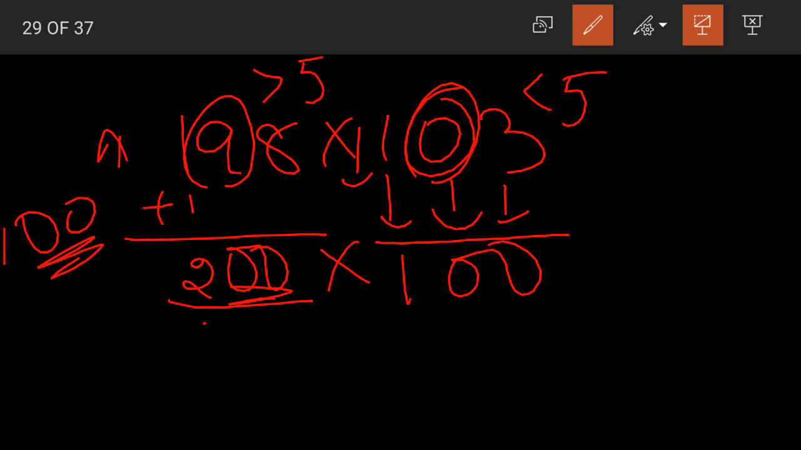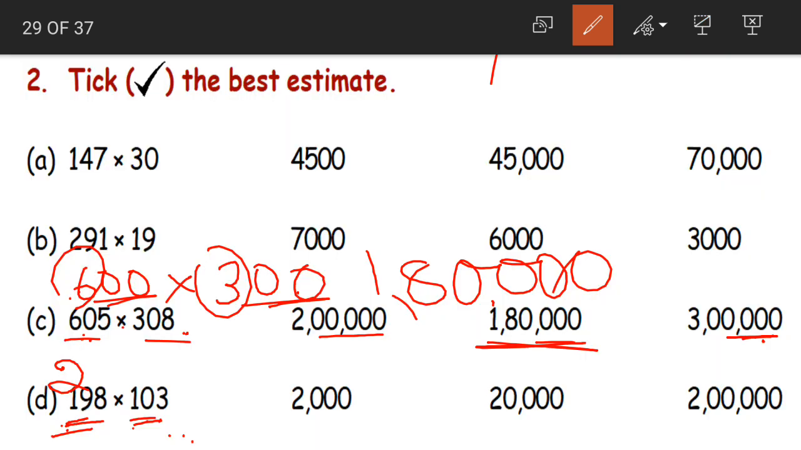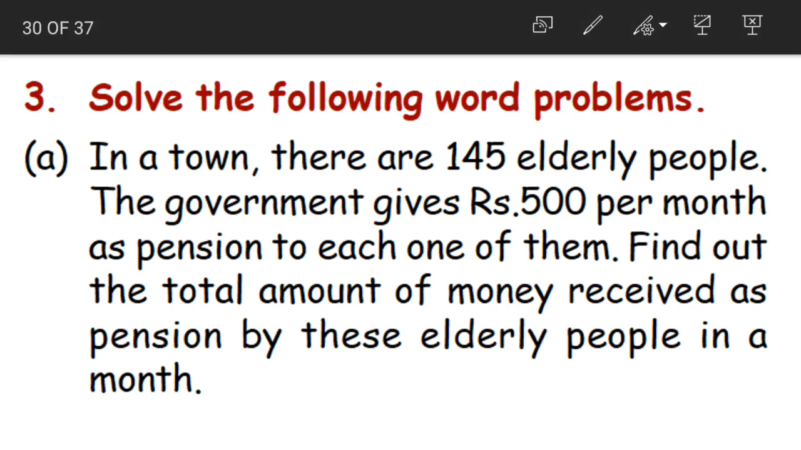Now what is 200 into 100? Again, as I said, we are having 4 zeros, so 4 zeros in the answer. 2 ones are 2. 20,000 becomes our answer. Do we have 20,000? Yes. So B becomes our correct answer again. 20,000 becomes our correct answer. Clear children? How to find out the best estimate? Yes. Now let us solve again.